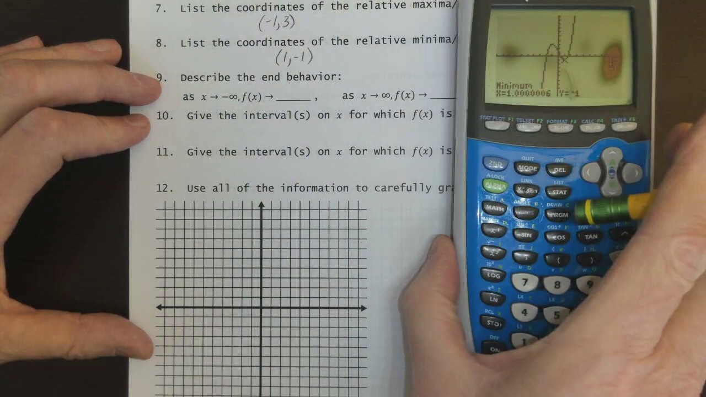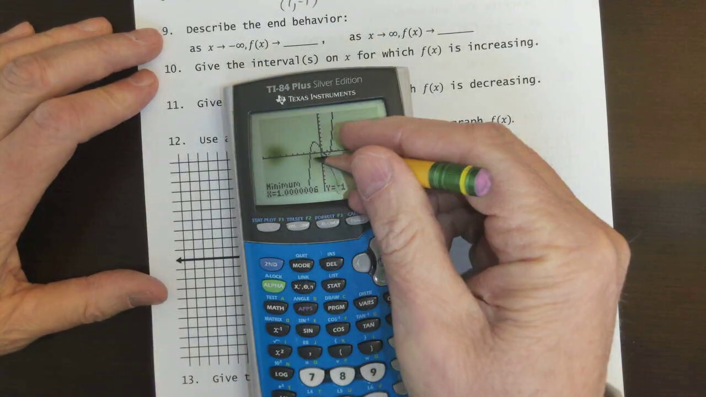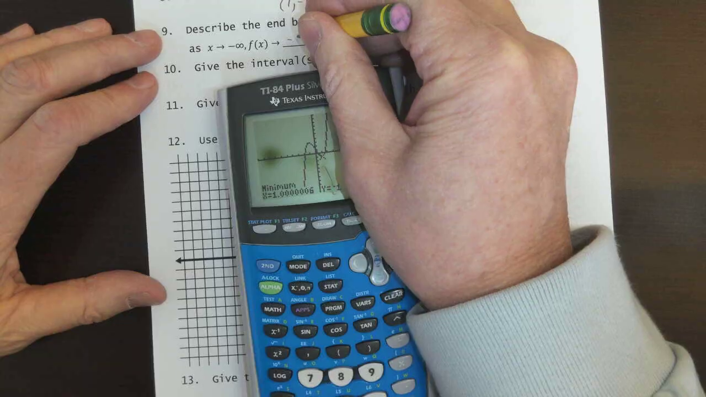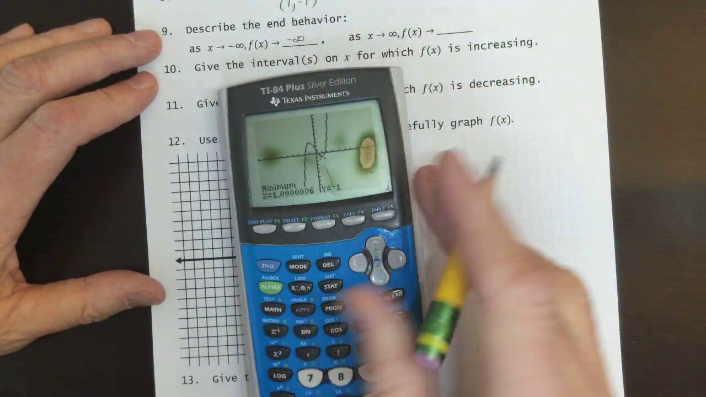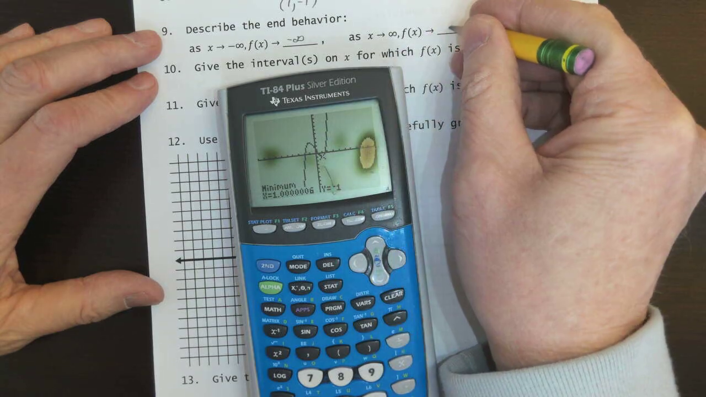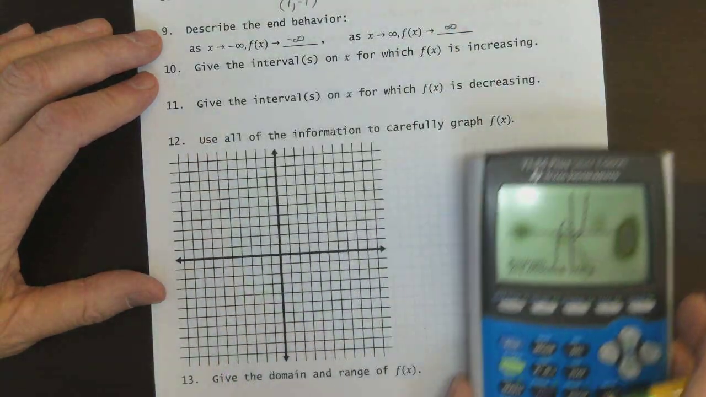Okay, describe the end behavior. We've just done several of those. The left side, as x approaches negative infinity, is down, so that is negative infinity. And the right side, as x approaches infinity, the right side is up, so that's positive infinity.